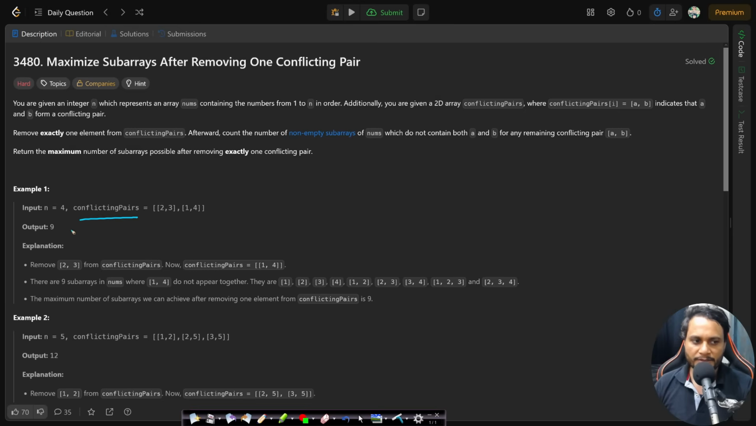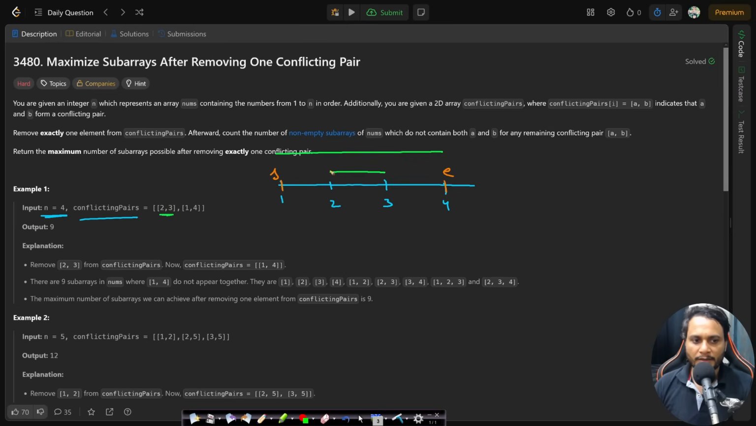Now let's look at the first example. In this case, the n value is equal to 4. So you can assume that on a number line you have the values 1, 2, 3, 4. So the limit is given from 1 to 4, where you can say that the start point is 1 and the end point is 4. Now the intervals which are mentioned, you can say intervals or conflicting pairs. So the first conflicting pair is 2, 3 and the second conflicting pair is 1, 4.